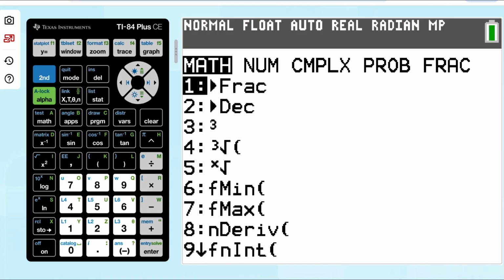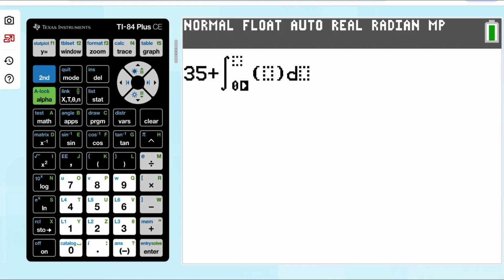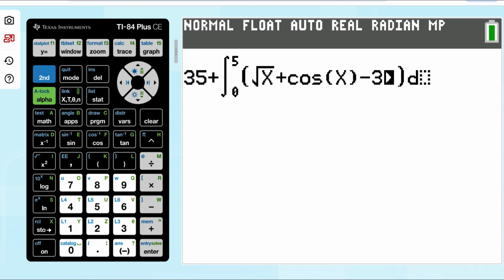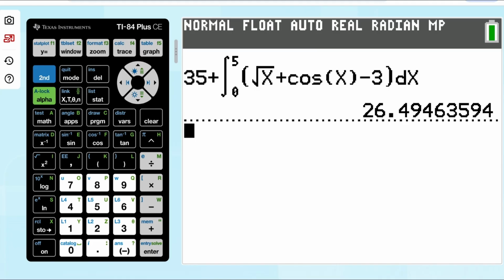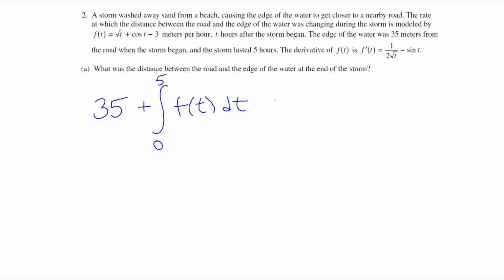35 plus the integral, math, option number 9. We're going to integrate from 0 to 5 of f of t, which was the square root of t, or we'll use square root of x, plus cosine x minus 3. And of course, we'll throw a dx on there at the end, giving us 26.495 meters when we round it. And for part A there, you got 2 points, one for the integral and one for the correct answer.